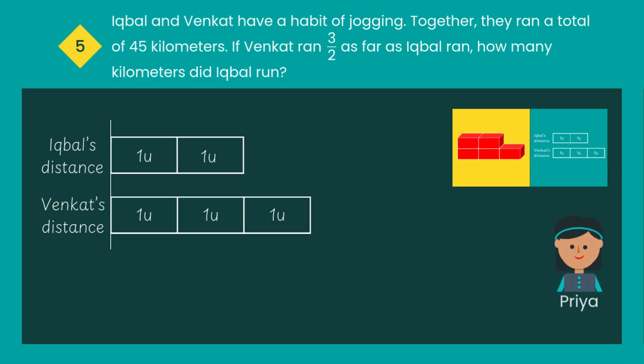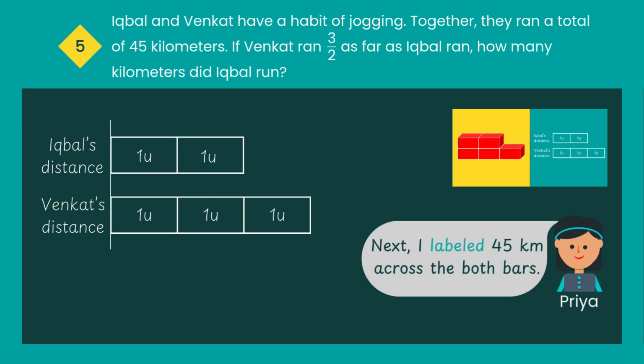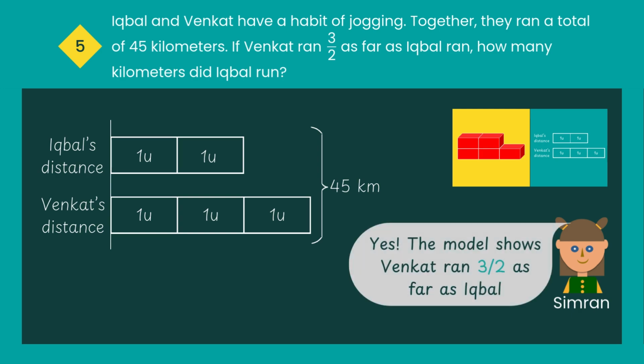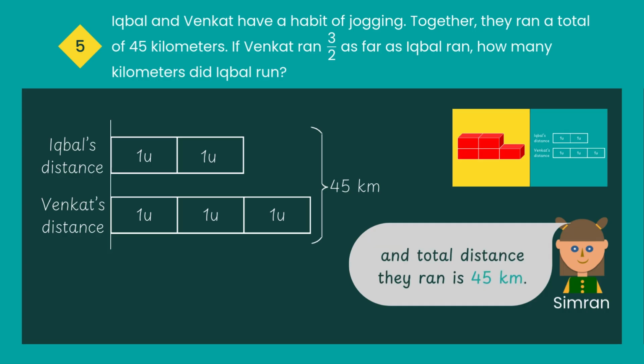What was your next step, Priya? Oh, I see. You labeled 45 kilometers across all the bars, representing their combined running distance for the week. Let's pause here for a moment. Does our bar model accurately represent the problem? What do you think, Simran? Fantastic! It shows Venkat's distance as 3/2 of Iqbal's distance, and their combined distance is 45 kilometers.